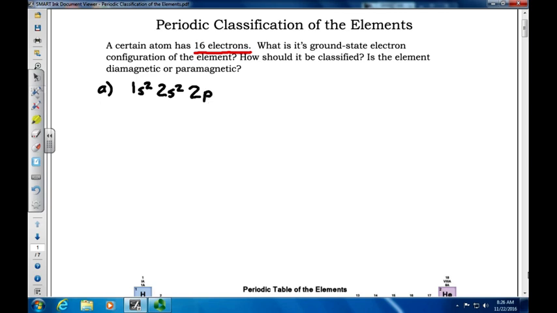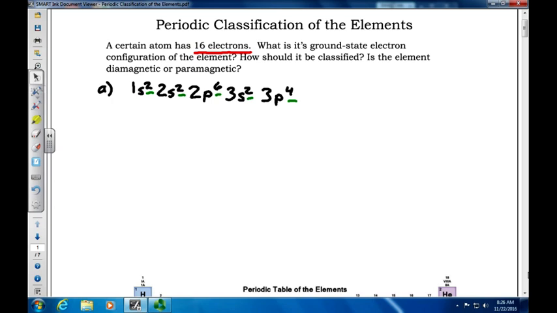2p6, that makes 10 electrons. 3s2, that's 12 electrons. And 3p4, that gets us to 16 electrons, because 2 plus 2 is 4, plus 6 is 10, plus 2 is 12, plus 4 is 16. So that one was relatively easy to do.